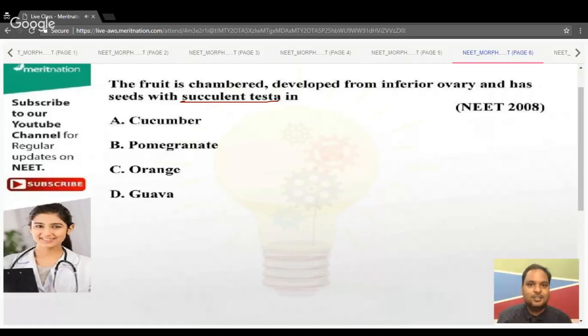When you find succulent testa, what is the one example that comes into your mind, that you can give me quickly, everyone? Succulent testa, and tegmen is the outer covering of the seed. It should be pomegranate, all of you, right? Pomegranate.